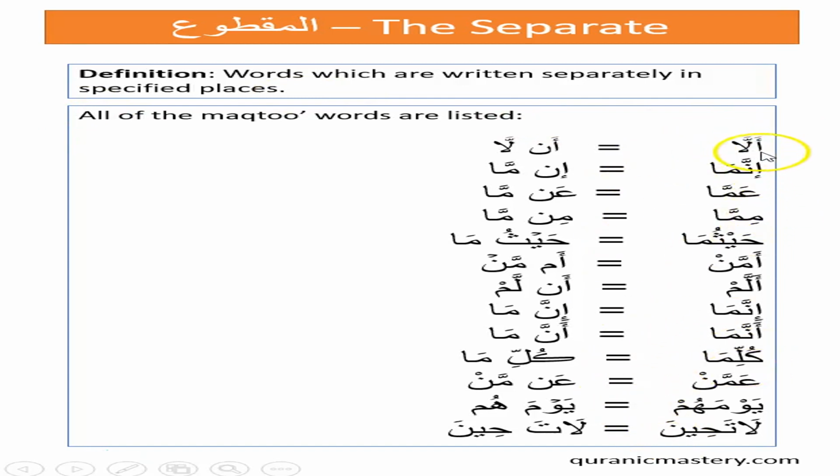The first one is Allah, which is normally written like this, which actually is a merging of the noon into the lam. So here we can see that the actual noon is written here. This is the Mawsul, the joined, and this is the Maqtoo'. So this is the one that we're talking about at the moment. So this is Maqtoo'. And this is Allah.